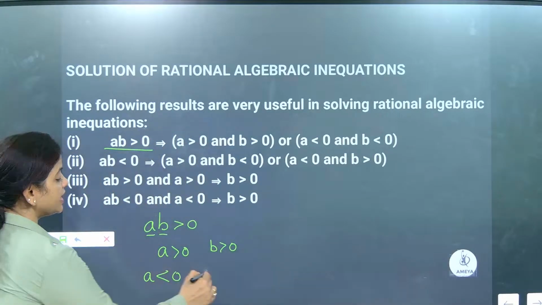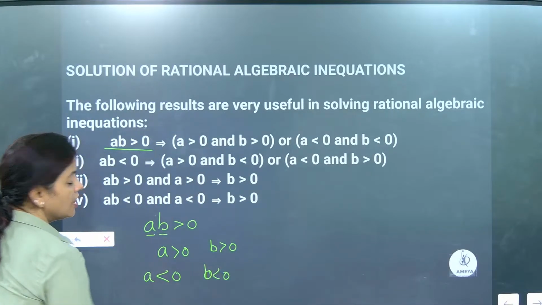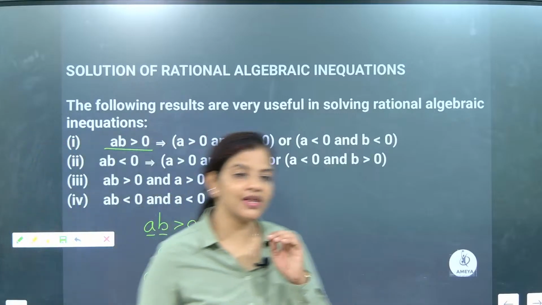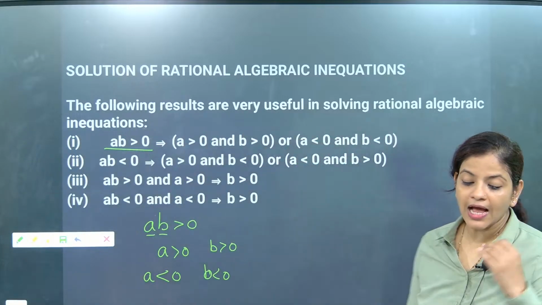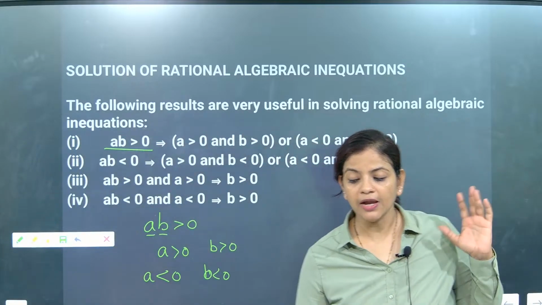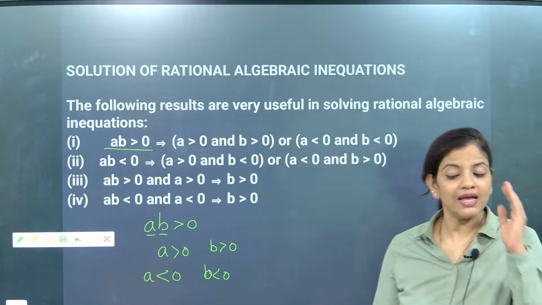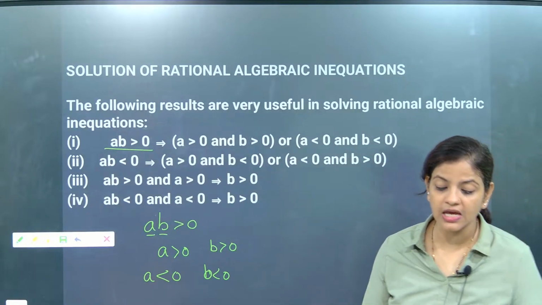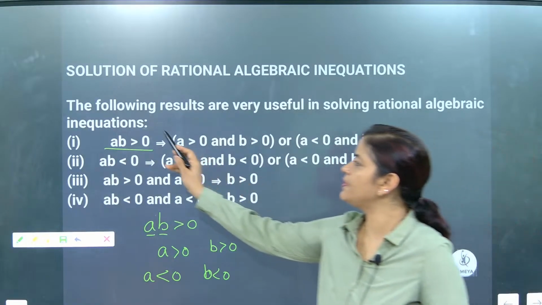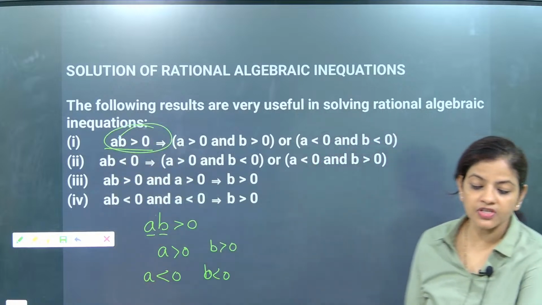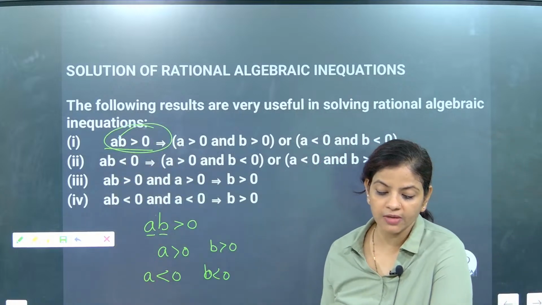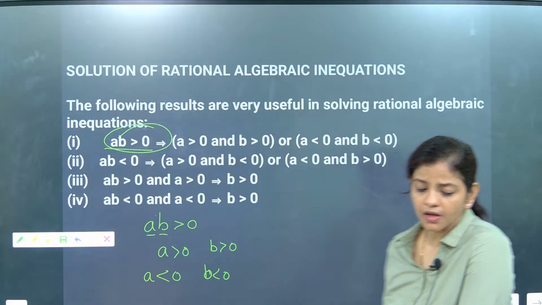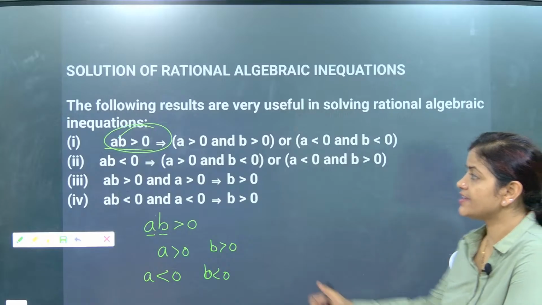A must be negative and B must be negative. In both situations, when A is less than 0 and B is less than 0, or both are greater than 0, in that situation only will the product AB be greater than 0. This is one of the most important parts. Understood? Now we will go for the next section.